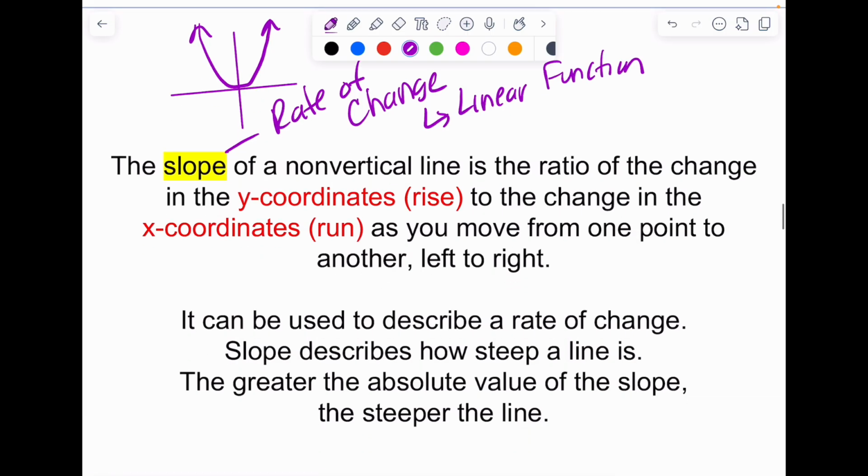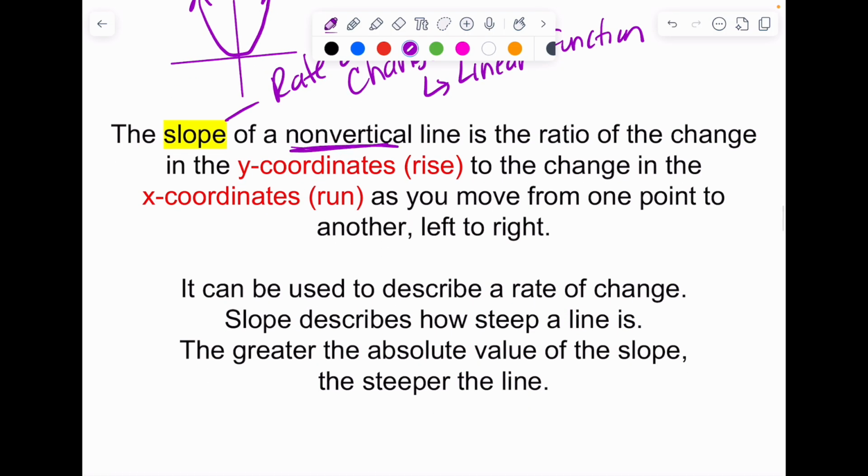All right, and when we talk about slope, we're talking about non-vertical lines. Remember, we've discussed how vertical lines are not a function. And it is the ratio of change of the y coordinates, we often refer to that as your rise, to the change in the x coordinates, which is your run. So as you move, this is your rise going up and down over how the graph moves side to side. Slope describes how steep a line is. And the greater the absolute value of the slope, the steeper the line.